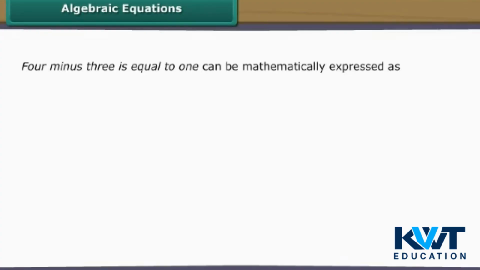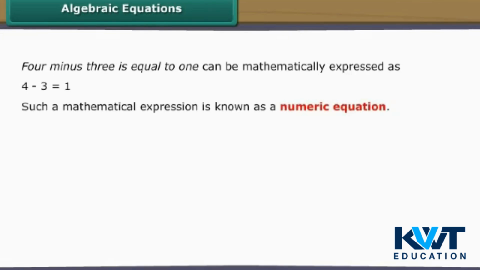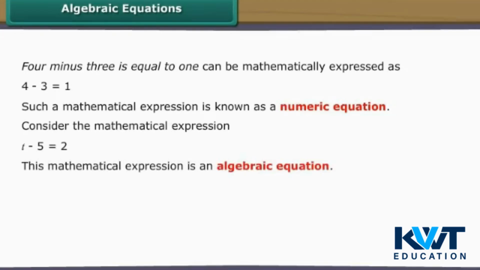It can be mathematically expressed as 4 minus 3 is equal to 1. Such a mathematical expression is known as a numeric equation. Now consider the mathematical expression t minus 5 is equal to 2. This mathematical expression is an algebraic equation. An algebraic equation has one or more variables.